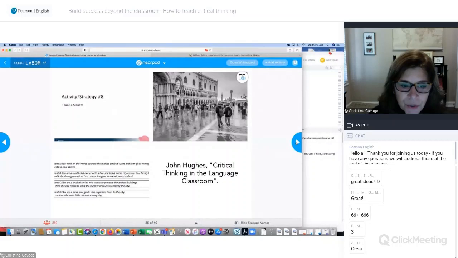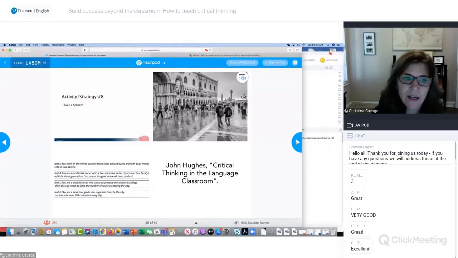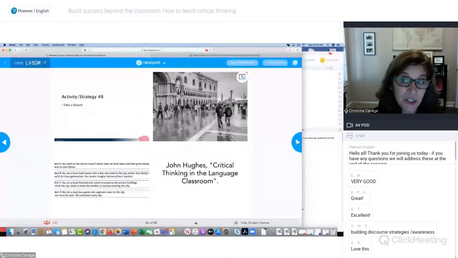Student C, you're a local historian who wants to preserve the ancient buildings, and you think the city needs to limit the number of tourists. And then student D, you're a local tour guide who organizes tours to the city, and you run tours for over 100 customers a day. So how does this problem in Venice affect each one of you? And what solution does each one of you bring to the table?